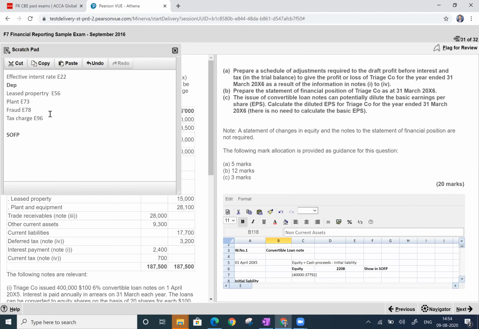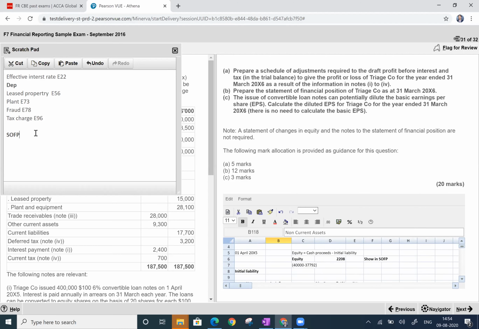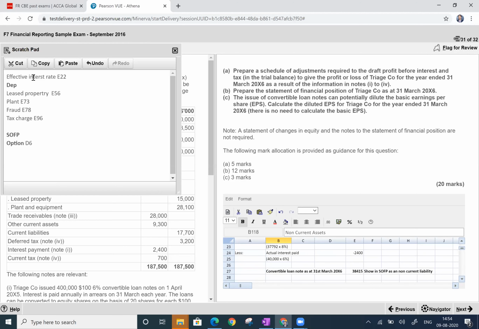First, equity: 2028, so we say option, right? Convertible loan note option, so you have everything in one place. It's D6. Then what else in SOFP? Yes, convertible loan note as at 31st March. This is for your own purpose, so I'm writing C loan note, etc. Roughly E27.